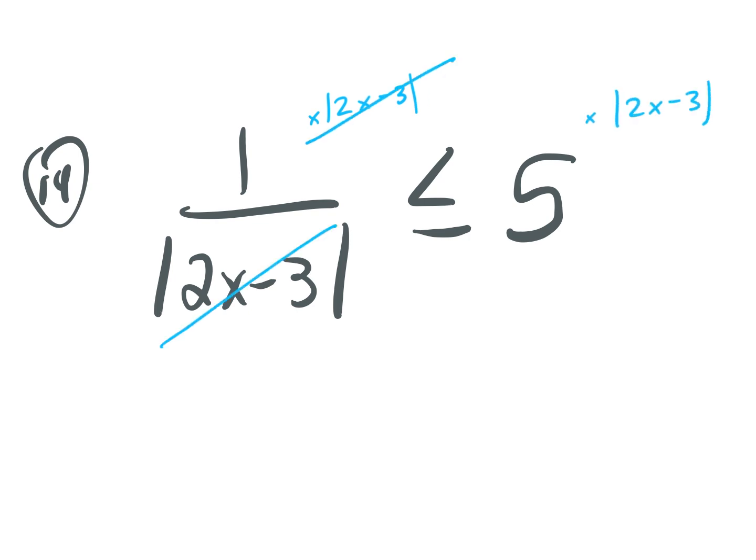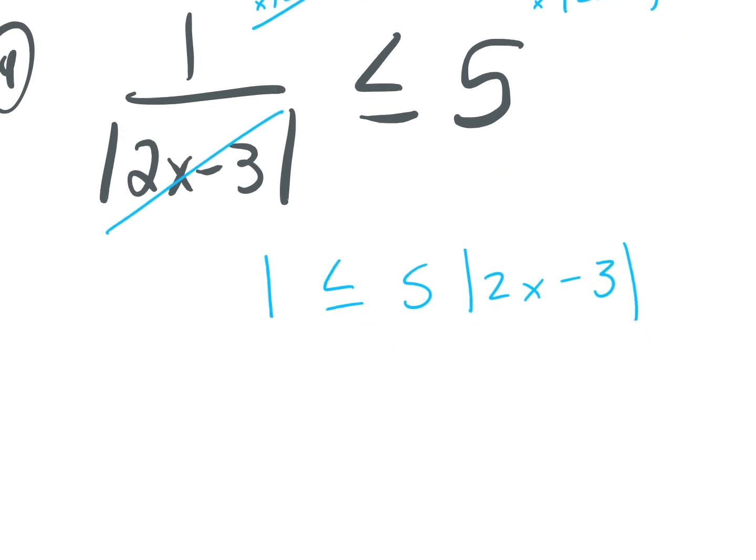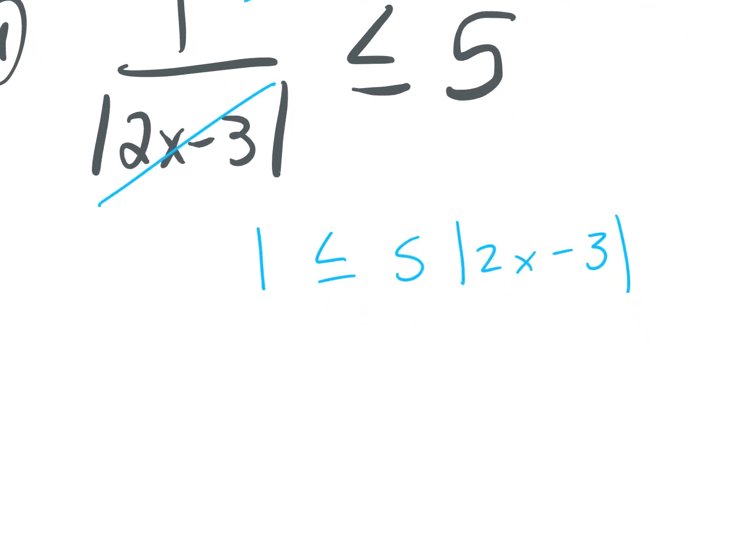So it cancels out on the left side. So what am I left with on the left side? On the left side, 1. So 1 is less than or equal to, the right side is 5 times the absolute value of 2x minus 3. Awesome. Our absolute value isn't isolated yet. We still need to divide by 5 to move it to the other side.